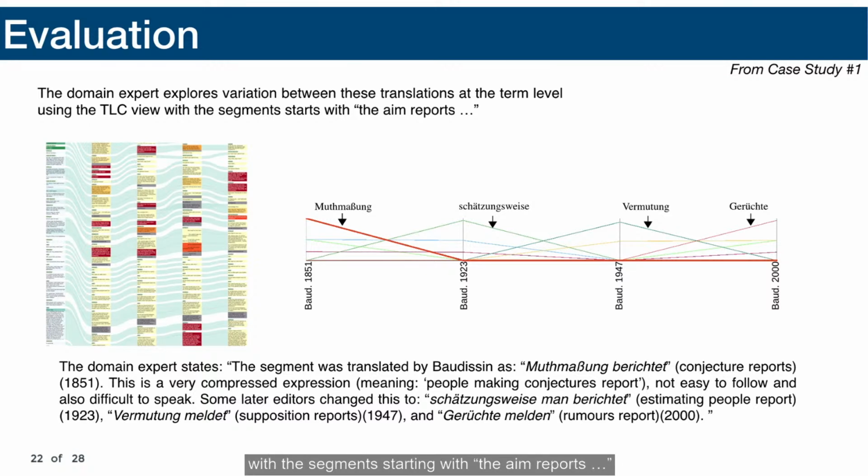The domain expert explores variation between these translations at the term level using the Tlc View, with the segment starting with the AIM reports. The domain expert states, the segment was translated by Bautzen as conjecture reports, 1851. This is a very compressed expression, meaning people making conjectures report. Not easy to follow and also difficult to speak. Some later editors changed this to estimating people report, 1923. Supposition reports, 1947. Rumors report, 2000. The Tlc View shows this clearly when examining the summits of the translation's dimensions.